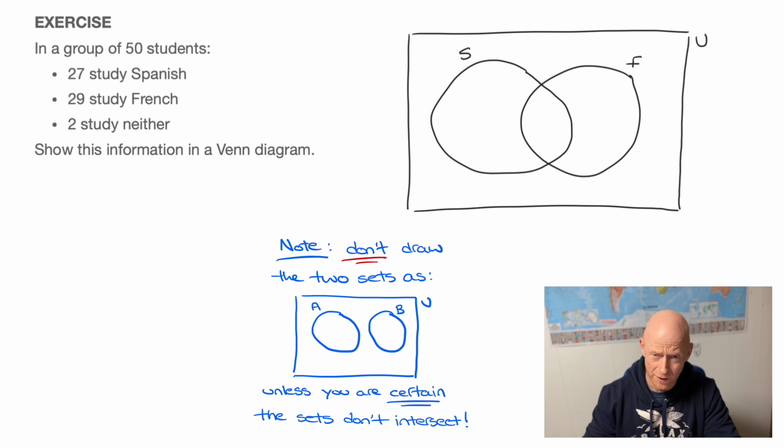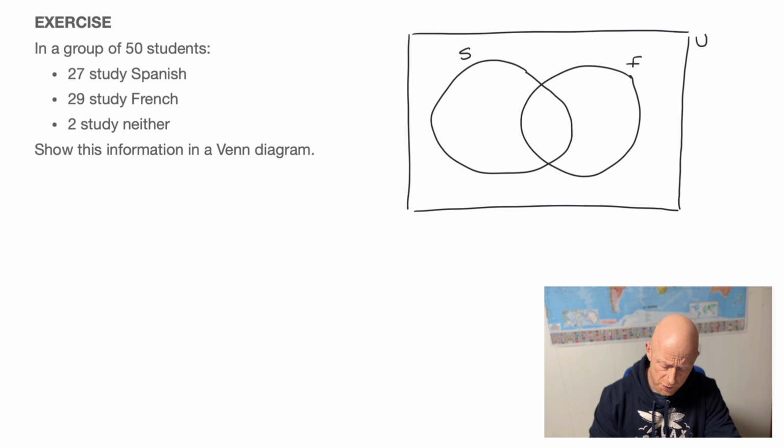First of all, I like to get rid of the obvious ones. We're told that 2 students don't study French, nor do they study Spanish. So right off the bat, I can go ahead and write a 2 here.